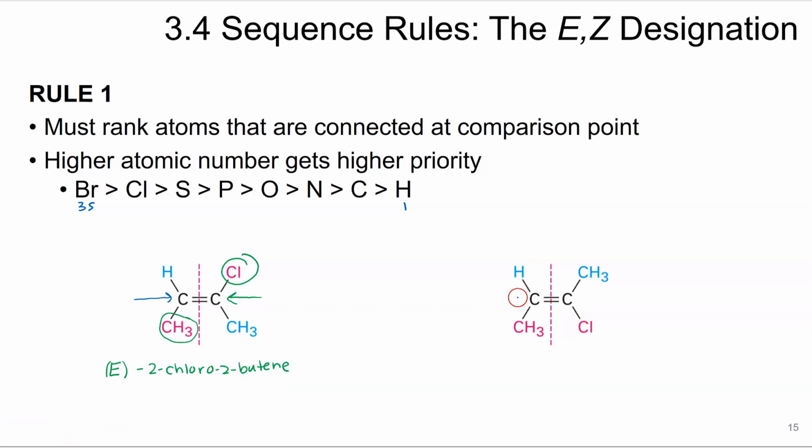In this example over here, I'm going to look at the first carbon. You can cover up the second one if that's confusing for you. H versus CH3, this is CH3, and then you have CH3 versus Cl, and Cl is the priority one here. Cover up the double bond with the pencil. We have CH3 and Cl on the same half. This becomes Z-2-chloro-2-butene.